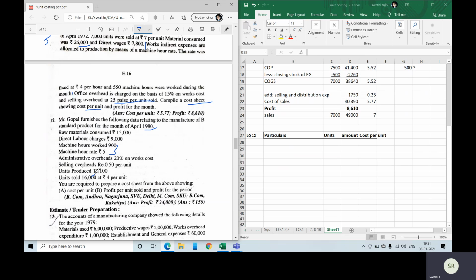Guys, with this itself, again, you will know that whatever we produced, we have not sold. So there is closing stock here as well, of finished goods. You're required to prepare cost sheet from the above, showing cost per unit, profit per unit sold, and profit for the period. So it's the same thing actually, but nevertheless we'll just quickly do this. So raw materials first, we can actually write units produced.